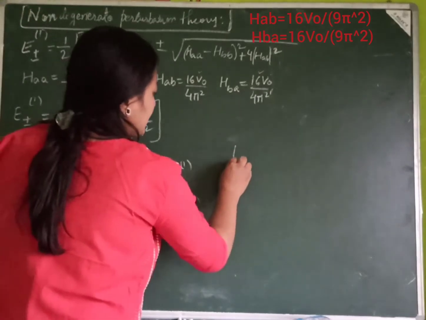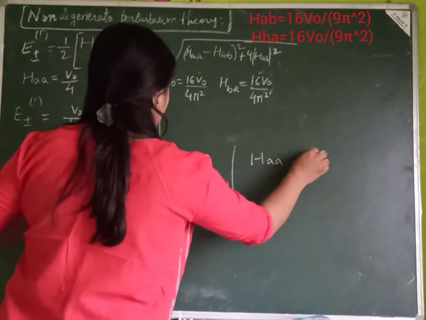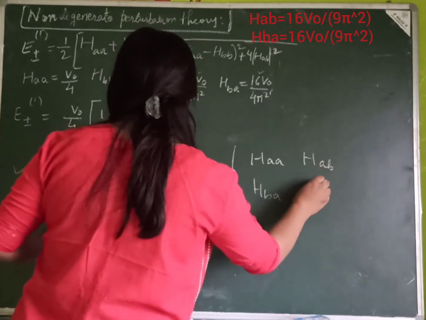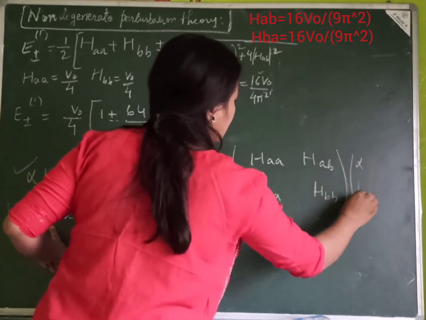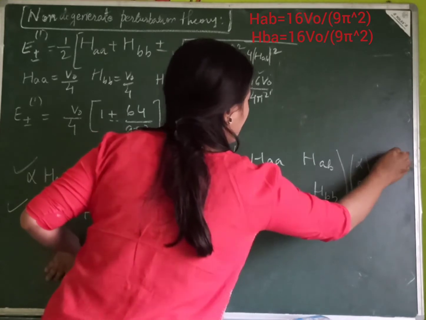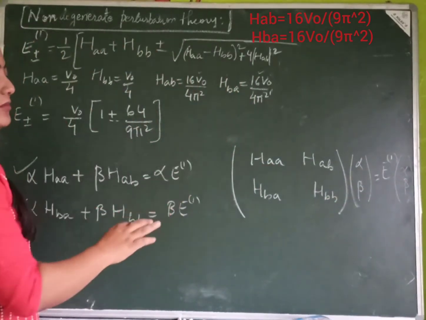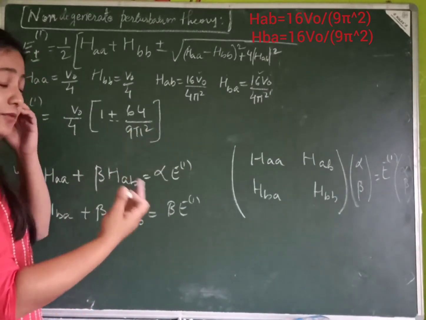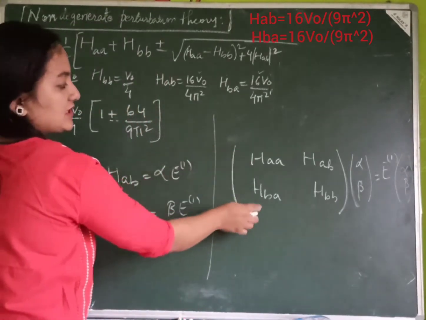Now this can be written as the matrix HAA, HAB, HBA, HBB acting on alpha beta, equals E1 times alpha beta. You must remember that our aim is to find the same formula for n-fold degeneracy.